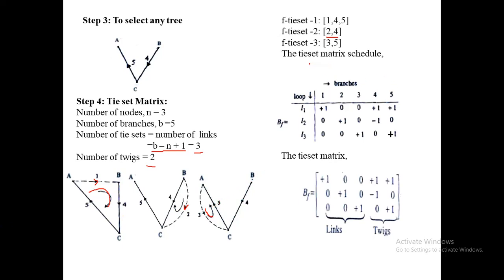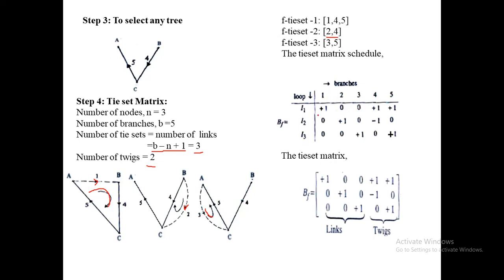Next we have to write the tie-set matrix schedule. For that, first we write the tie-set values in the rows, and the branch values in the columns. Here the tie-set values are I1, I2, I3. Next, these all are the branches.